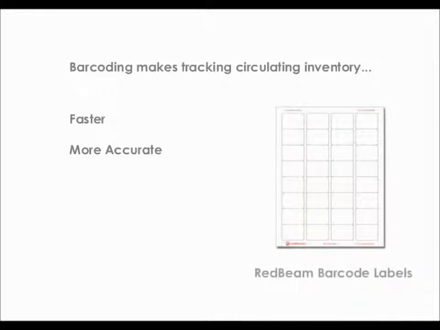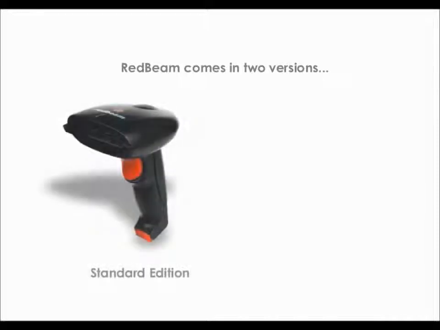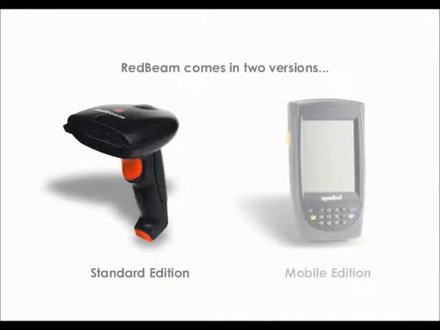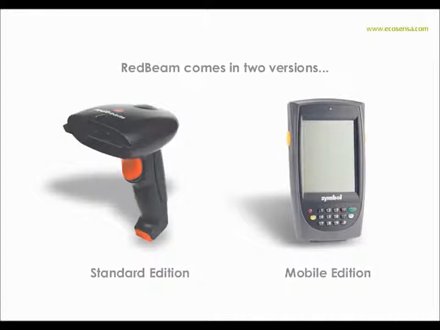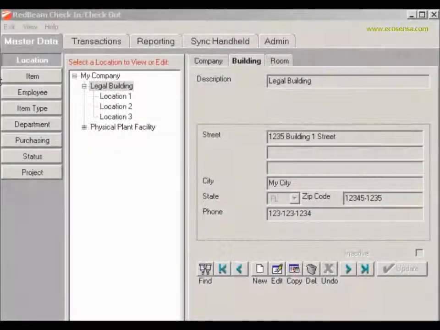All RedBeam software packages come with barcode labels that can be printed on your standard laser printer. RedBeam Check-in Checkout software comes in two versions. With the standard edition, you can use a cabled barcode scanner to check items in and out at your PC workstation. With a mobile edition, you can use a mobile barcode scanner to check items in and out wherever they are found. Getting started with RedBeam is easy. Let's take a look at how to get set up with the system.